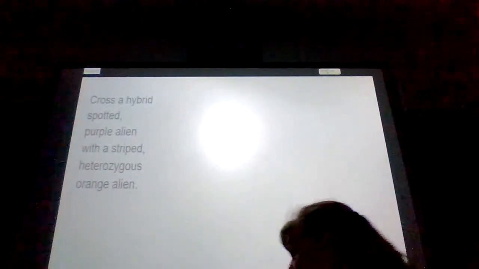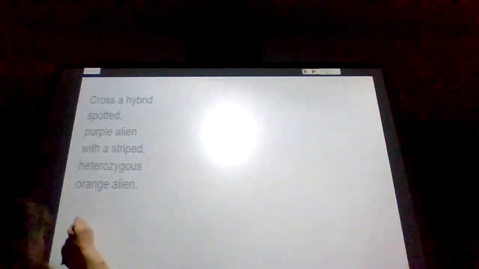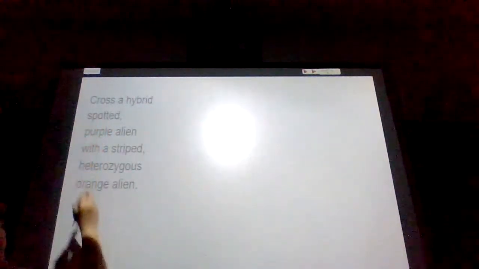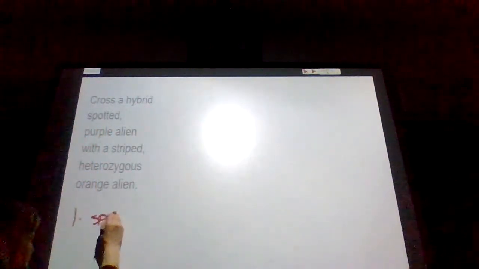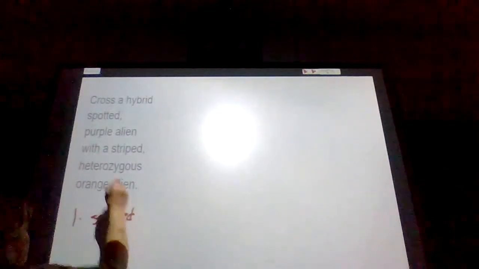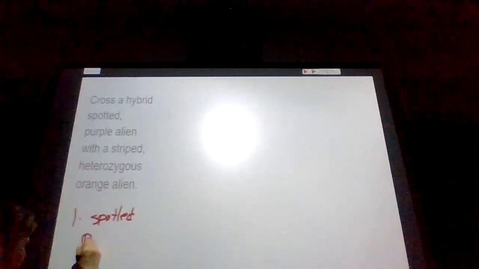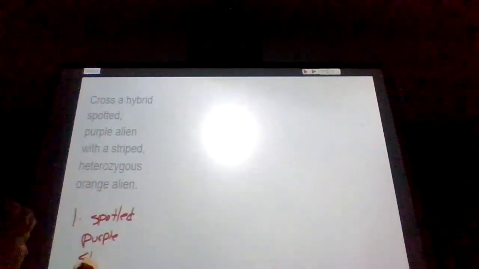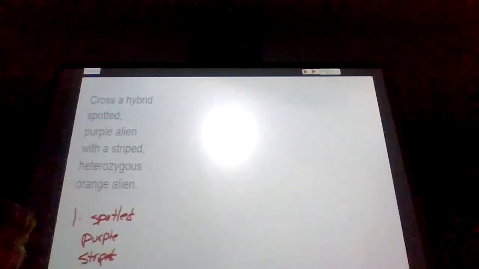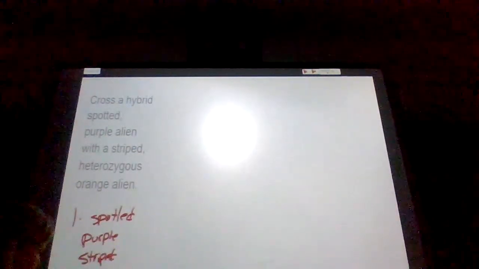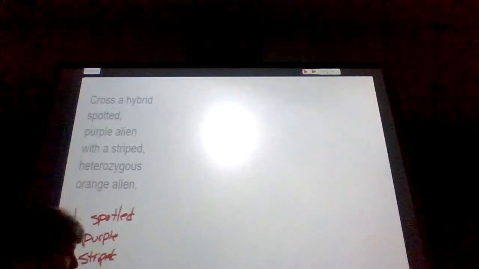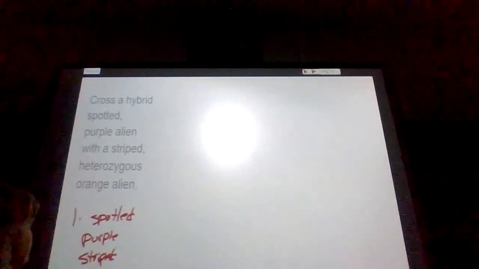And we're going to do the same way. Okay, step one. What are the traits we're looking at? We are looking at spotted. We are looking at purple. We are looking at striped. And we're looking at orange. Okay, now's the challenge. We have to figure out what's dominant and what's recessive.